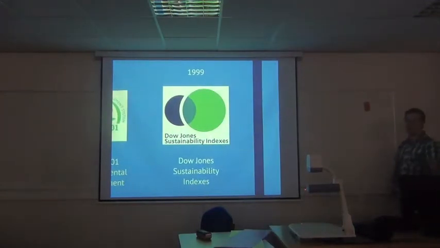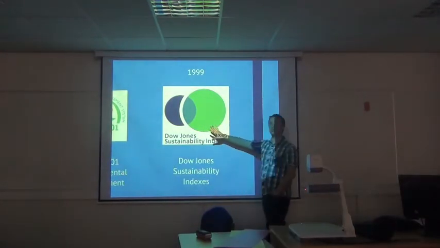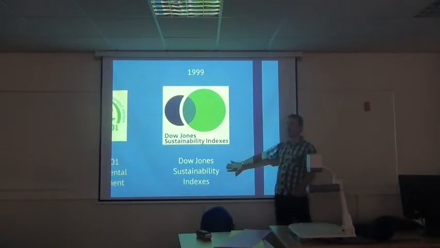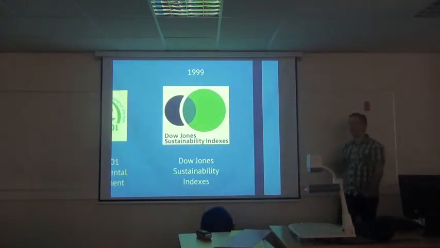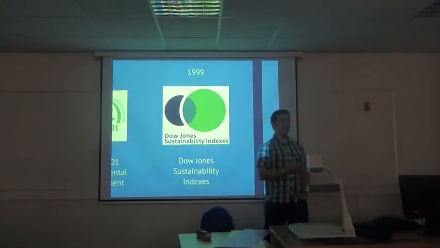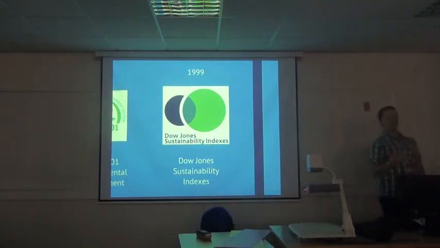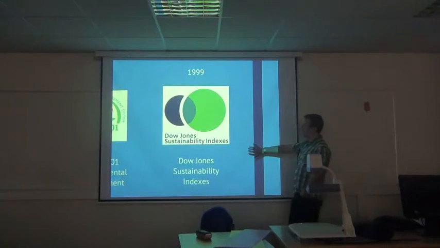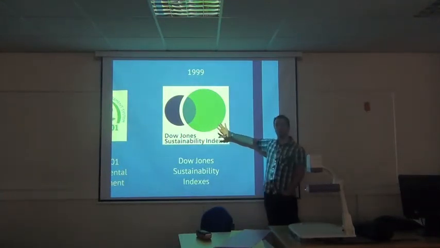And then finally, 1999, this is when economics started to get interesting. We've got the Dow Jones Sustainability Index. You've all probably heard of the Dow Jones Index and the FTSE 100 and all of these measures of economic prosperity for companies. So basically, the bigger you are, the higher up you are in this ranking. The Dow Jones Sustainability Index has become very, very influential.